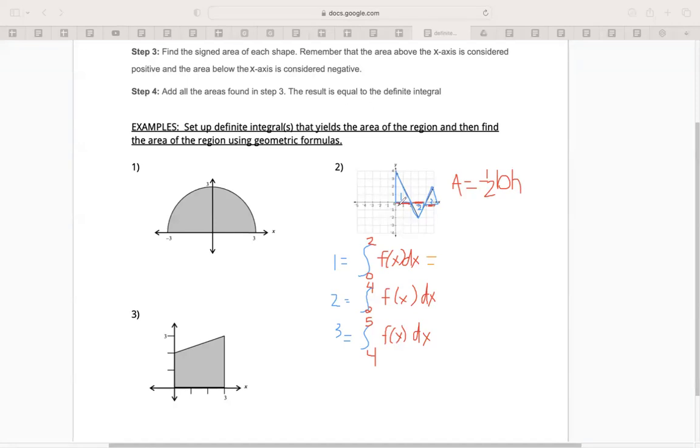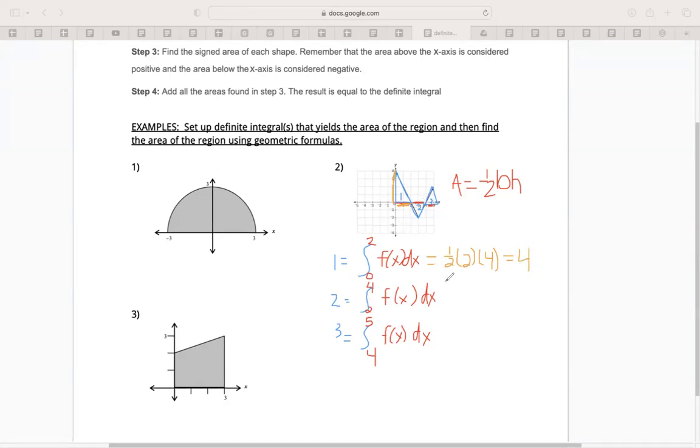So the base here, I would probably say is 2, and the height would be 4. So we're going to do 1/2, 2 times 4. Okay, 2 times 4 is 8. Cut that in half is 4. So the area of triangle number 1 is 4.